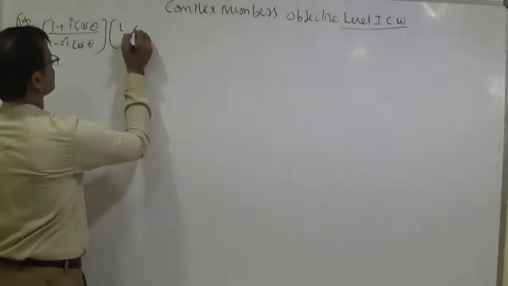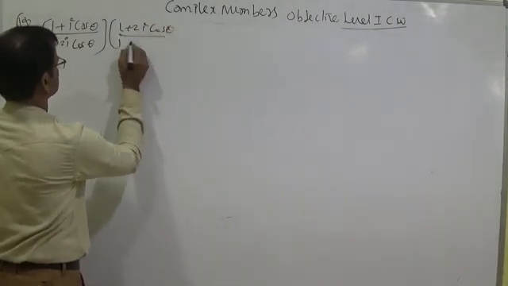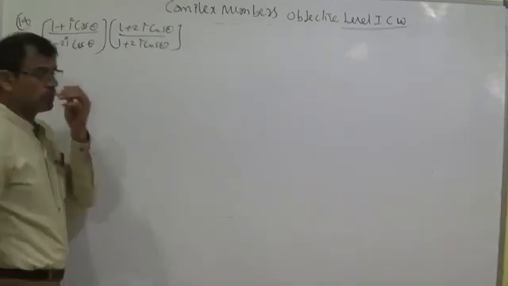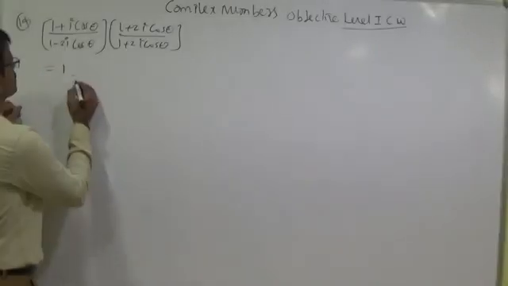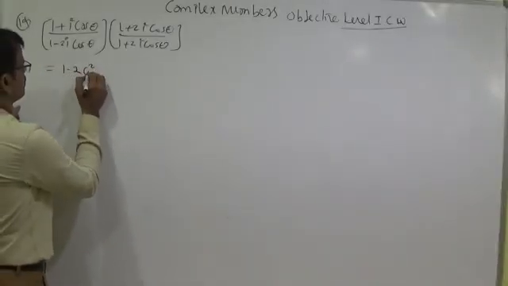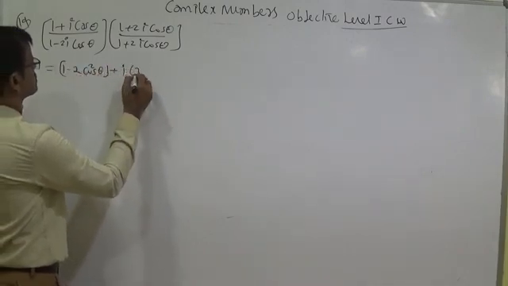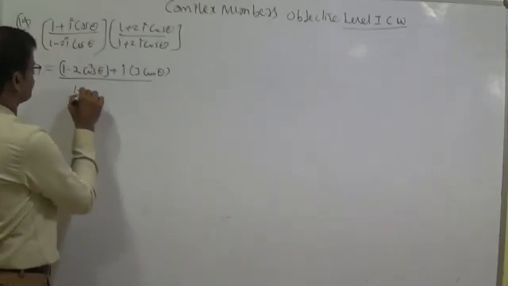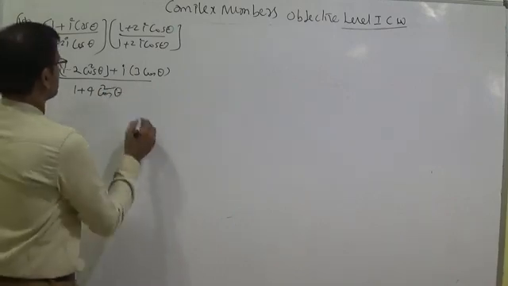Rationalize here. Write here as 1 plus 2I cos theta by 1 plus 2I cos theta. Multiply, it becomes 1 minus 2 cos square theta plus I into 3 cos theta, by 1 plus 4 cos square theta.